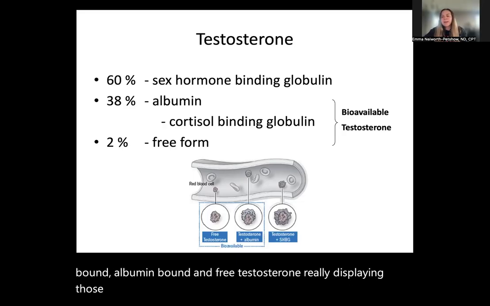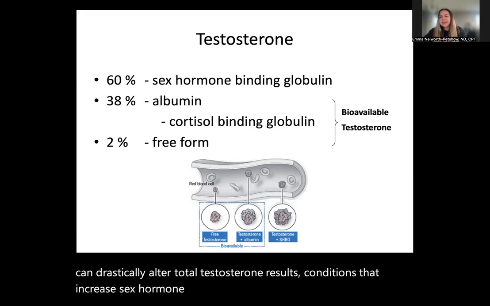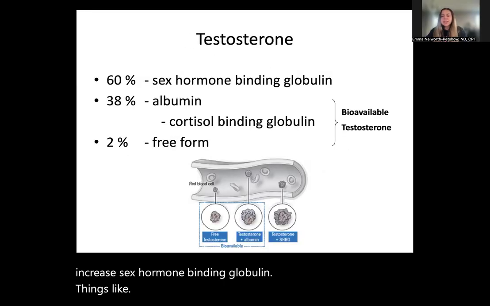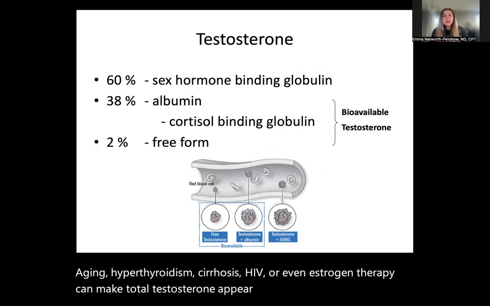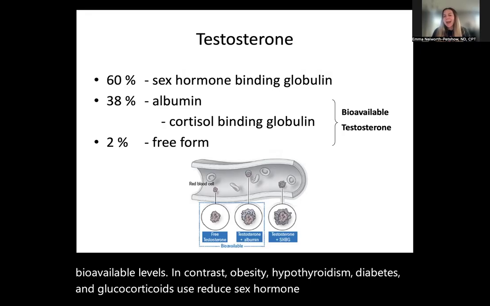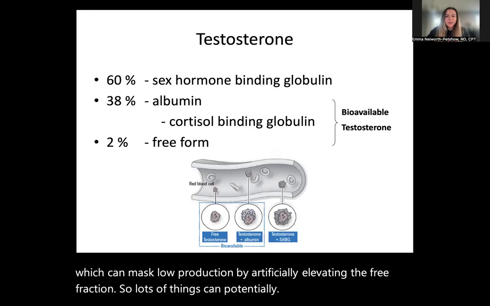Again, our sex hormone binding globulin levels can drastically alter total testosterone results. Conditions that increase sex hormone binding globulin, things like aging, hyperthyroidism, cirrhosis, HIV, or even estrogen therapy, can make total testosterone appear falsely normal despite low bioavailable levels. In contrast, obesity, hypothyroidism, diabetes, and glucocorticoid use reduce sex hormone binding globulin, which can mask low production by artificially elevating the free fraction. So lots of things can potentially be interfering factors here.